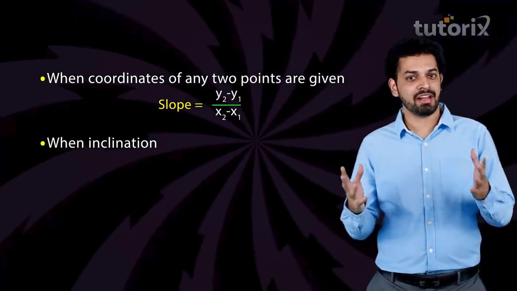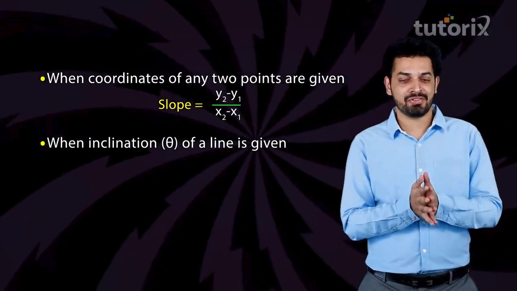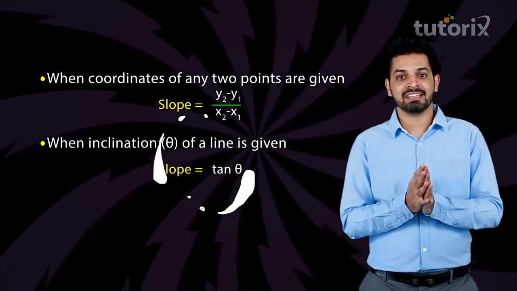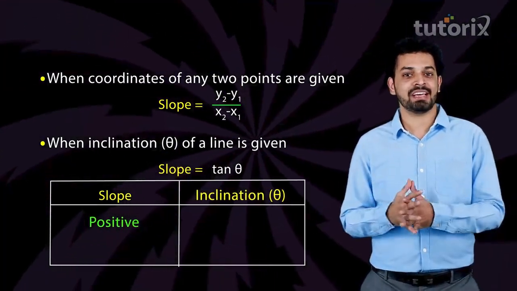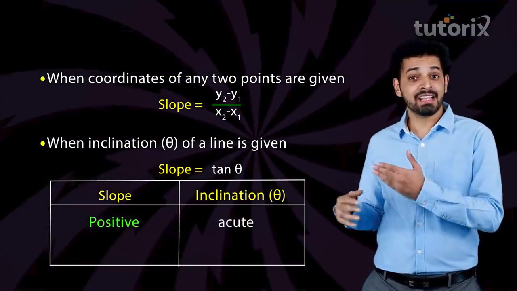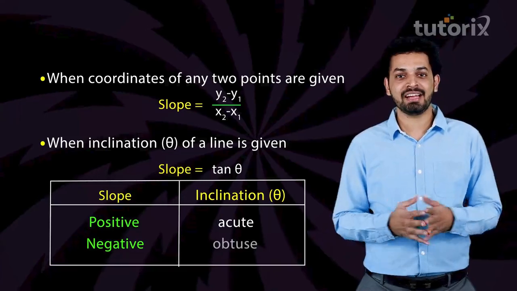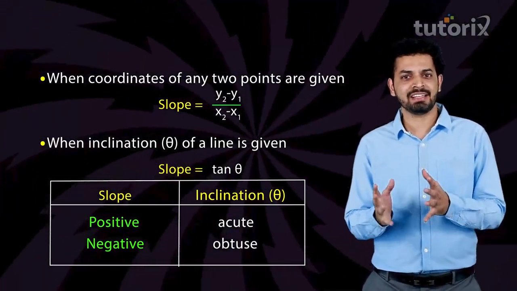And if the inclination of a line is provided without any information about the points on the line, then the slope of a line is defined as the tan of that inclination, which is tan theta. Right? So if the slope is positive, that means tan theta is positive, so theta is acute. And if the slope is negative, that means tan theta is negative, that means theta is obtuse. Right? So based on the value of the slope, you can kind of guess how the line can be oriented in the coordinate plane.